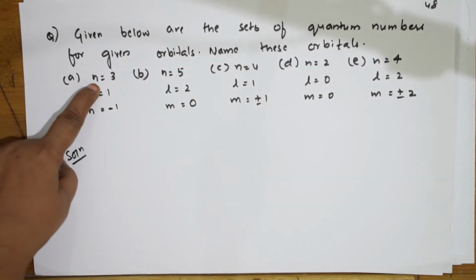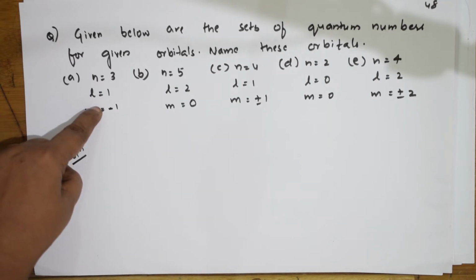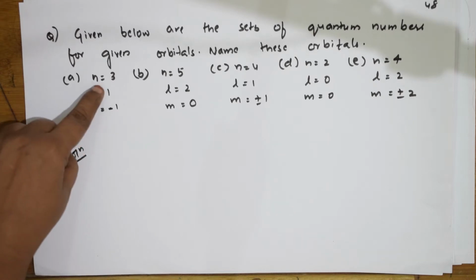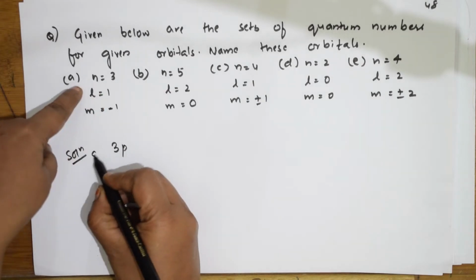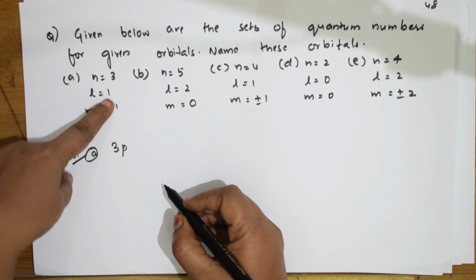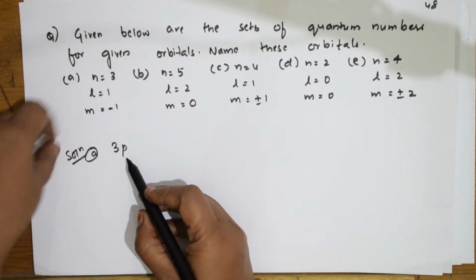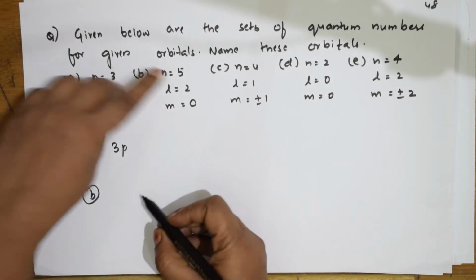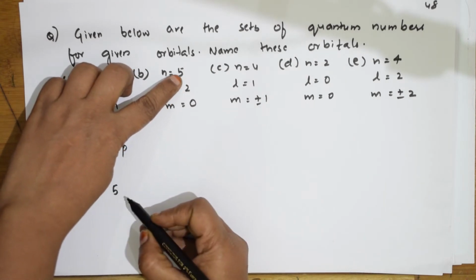For the first one, n is equal to 3 and l is equal to 1, and m is equal to minus 1. That means it is going to start as 3p. Why p? Because the l value for s is 0, for p it is 1. So it is 3p. For B, let us take whichever number is beside n, write that first, and immediately go to l.